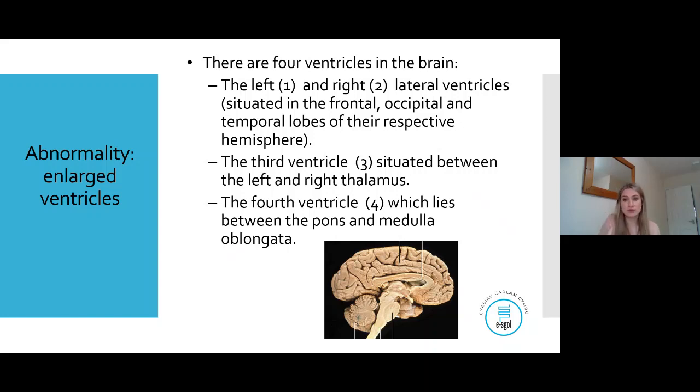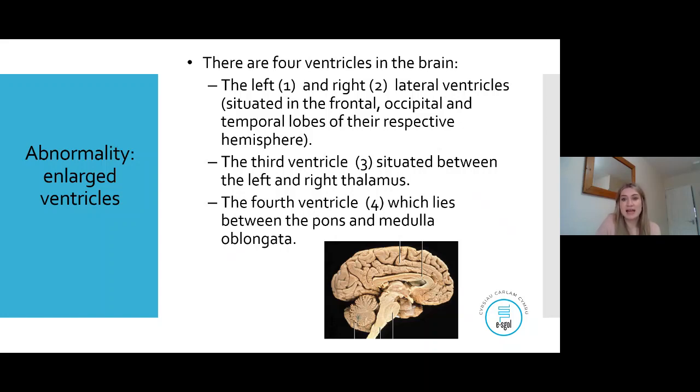There are 4 ventricles in your brain that you need to be aware of. Now, in the exam, you won't need to label them, but you would have to explain where they are and where they're sort of situated in the brain as well. So you've got 4. You have the left and the right lateral ventricles. You have the 3rd ventricle, and then you have the 4th ventricle.